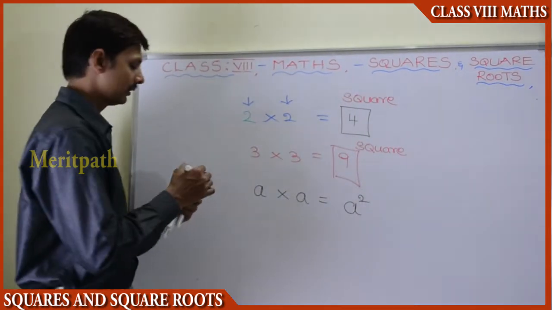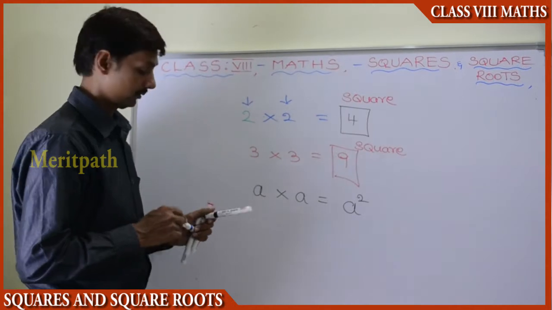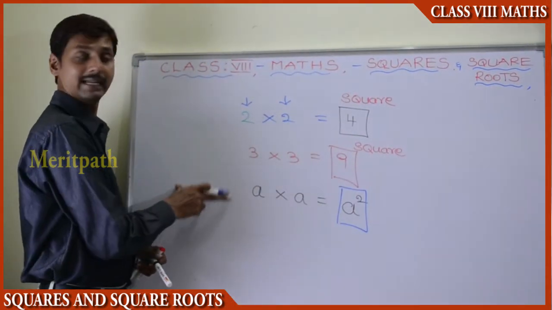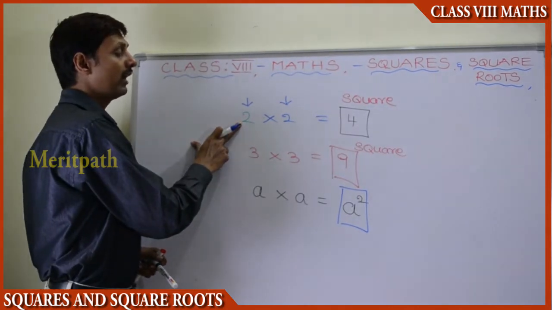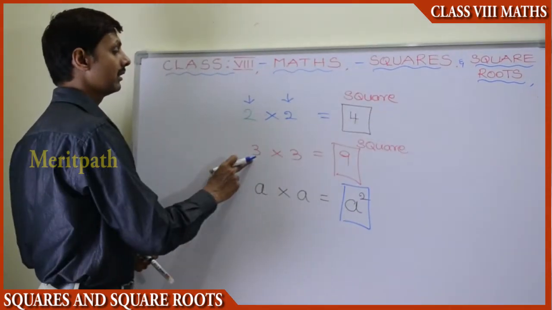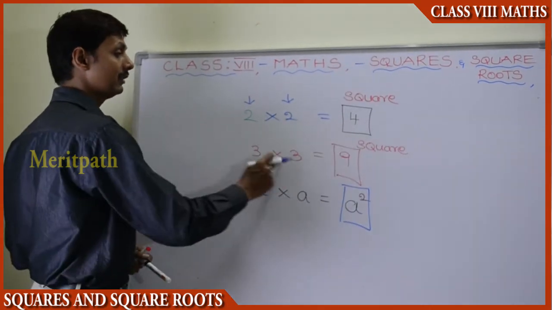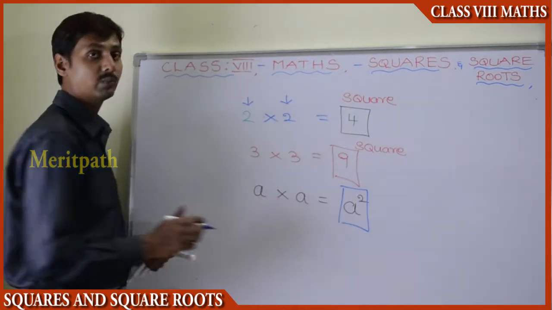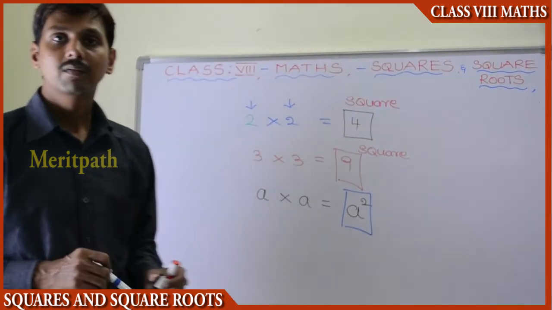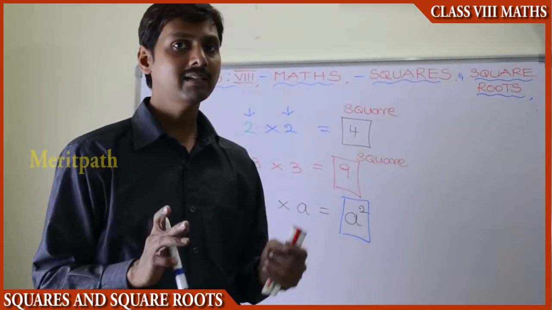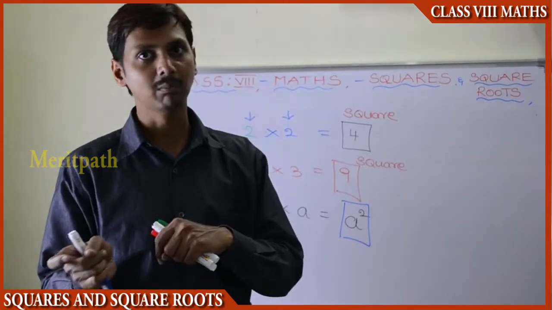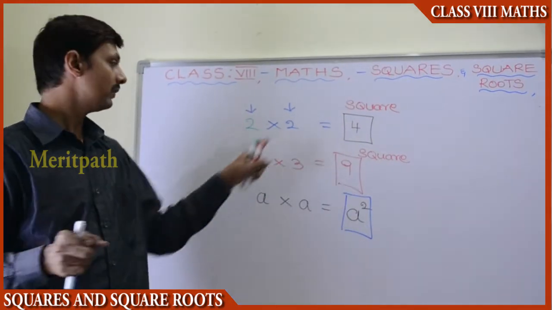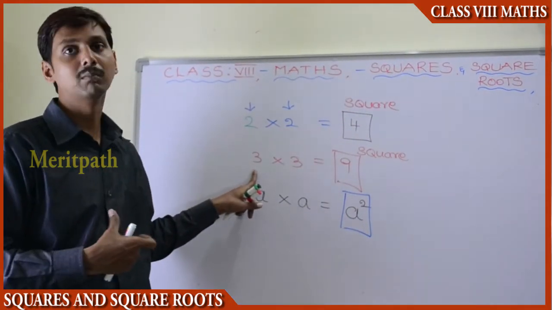So we understood these are the squares of the numbers 2, 3 and a. The square of 2 is 2 into 2, 4, and the square of 3 is nothing but 9, 3 into 3, 9. And the square of small a is a into a, a square. So now we understood that when we take any number and multiply it with the same number, the resultant part is called the square of the taken number.